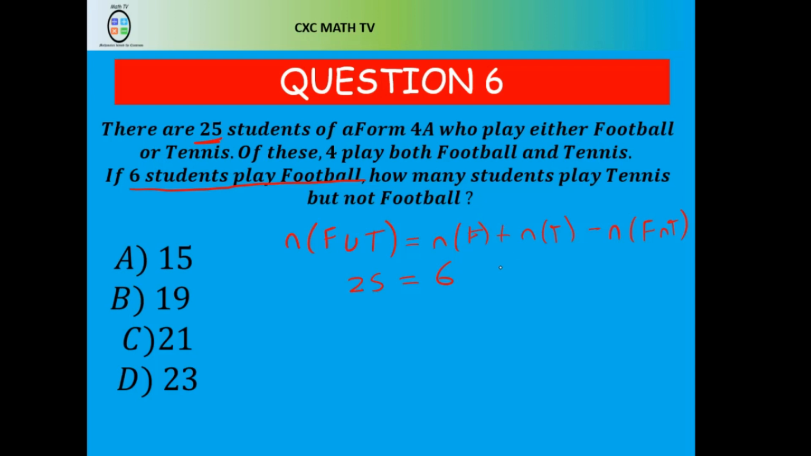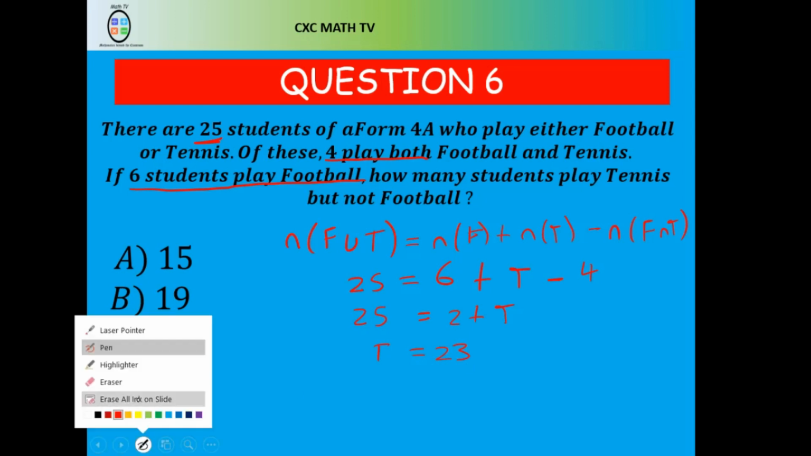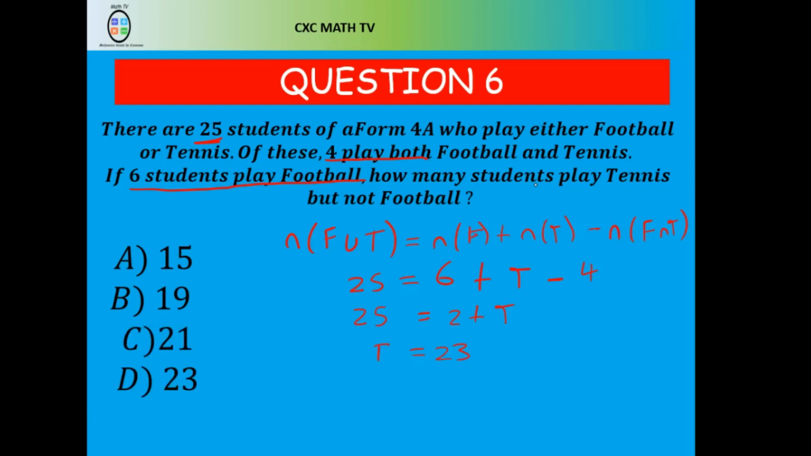Now the number of persons that play tennis, we don't know. Let's call that T, minus the intersection, and they say 4 play both. So that's 4. 6 minus 4 is 2. So 2 plus T equal 25. So T equal 23. Now many are tempted to say 23 is the answer. No! They said those who play tennis but not football. Tennis but not football. This is it.